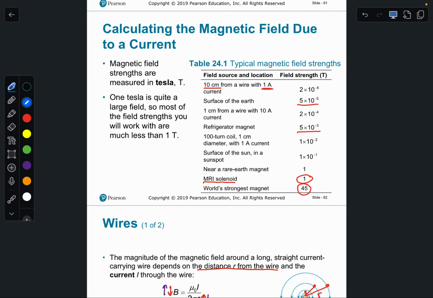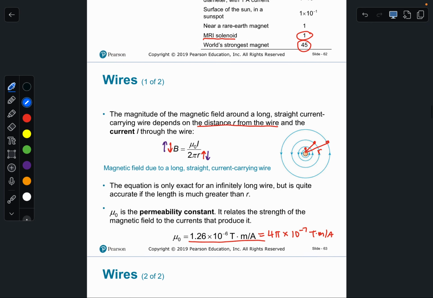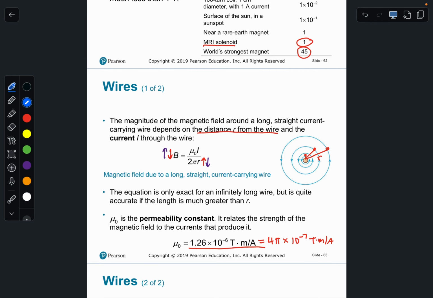Now it's time to find the magnitude of those magnetic fields. We have different equations depending on the symmetry. For a straight wire, the magnetic field created by the wire is mu naught I over 2 pi r, where I is the current flowing and r is the distance from the current. We use r because the distance you are from the current is a radial distance, kind of like a radius.